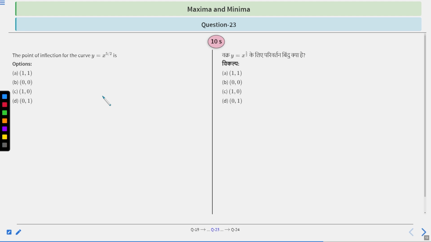So in this way, the same condition you can apply for getting the point of inflection of this curve y is equal to x to the power 5 by 2, right? You can apply the concept to this question. So you have 10 seconds to solve this question. After 10 seconds, we will discuss the solution.